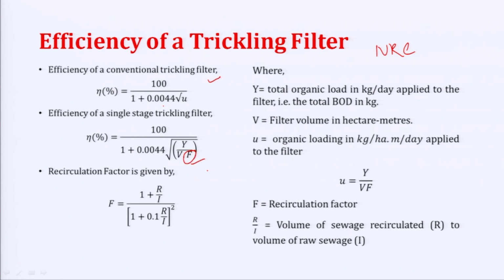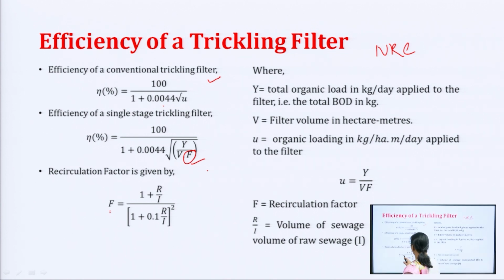What is this F? This F is called the recirculation factor. What is the recirculation factor? F is equal to (1 plus R by I) divided by (1 plus 0.1 R by I) whole squared. You have to remember this formula and this formula.